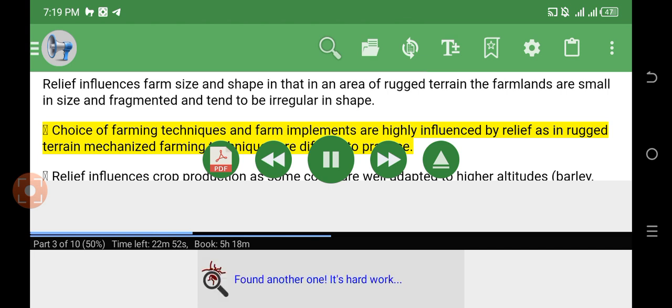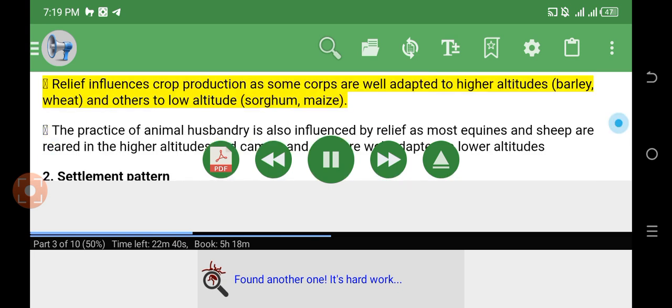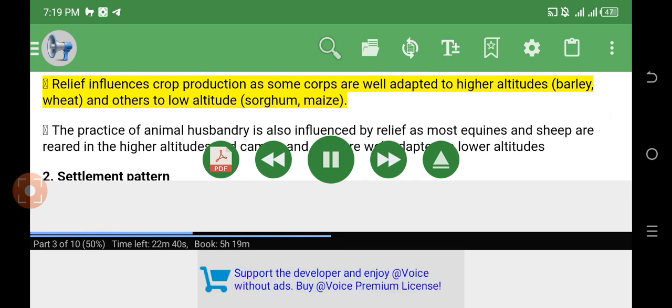Relief influences crop production, as some crops are well adapted to higher altitudes, such as barley and wheat, and others to low altitudes, such as sorghum and maize. The practice of animal husbandry is also influenced by relief, as most equines and sheep are reared in the higher altitudes and camels and goats are well adapted to lower altitudes.